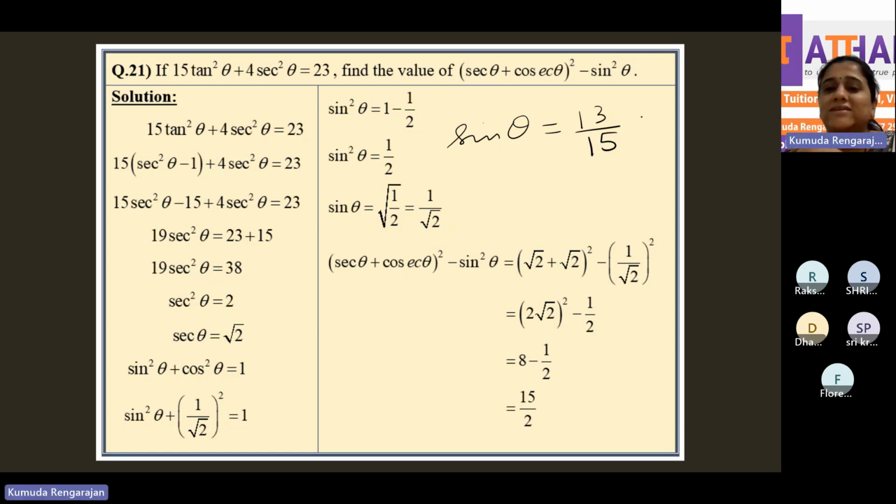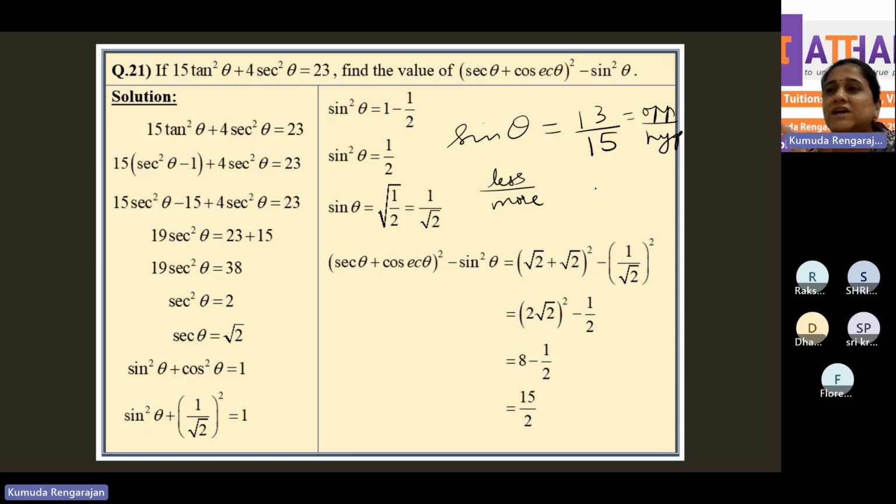Correct. Very good. Oh, Arjun, you're right. Sine theta is opposite by hypotenuse, and we know that the hypotenuse is the longest side in a right triangle. So the value of sine theta will always be a proper fraction. The numerator will be less than the denominator. The opposite side will definitely have a smaller value than the hypotenuse. So it's always a proper fraction.